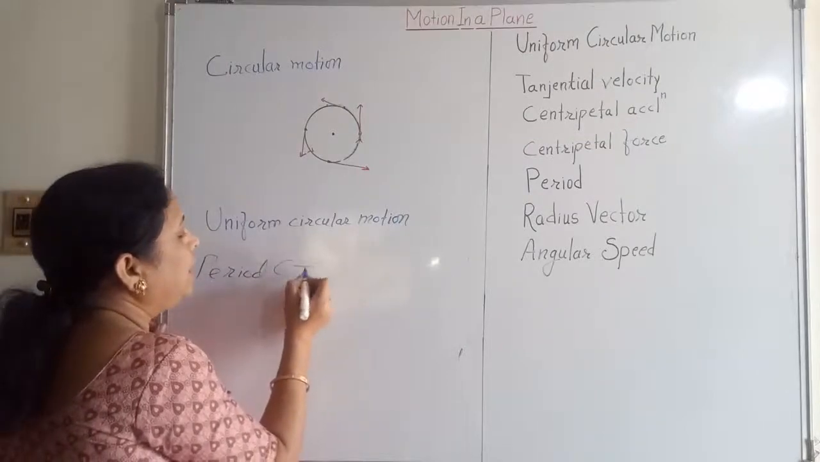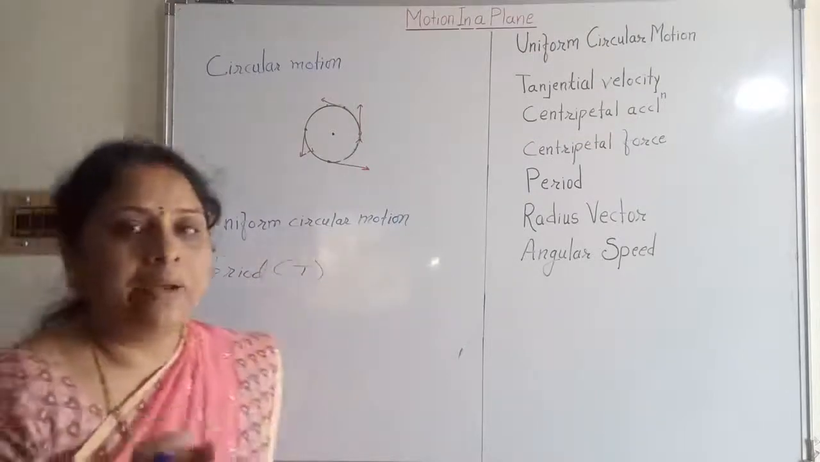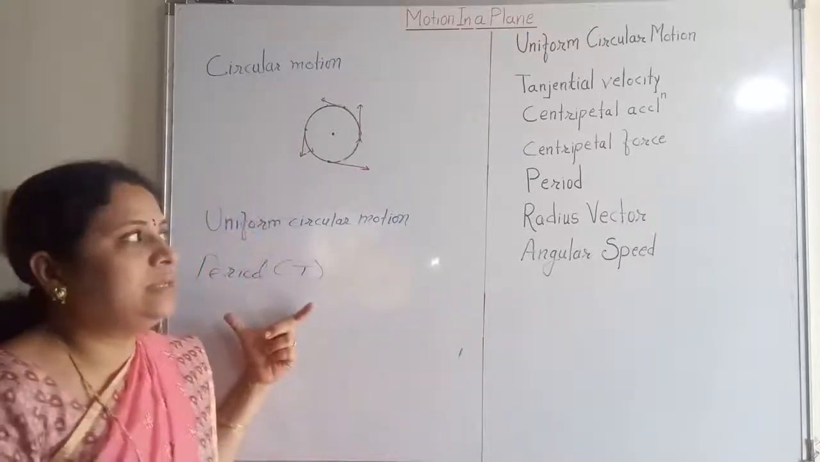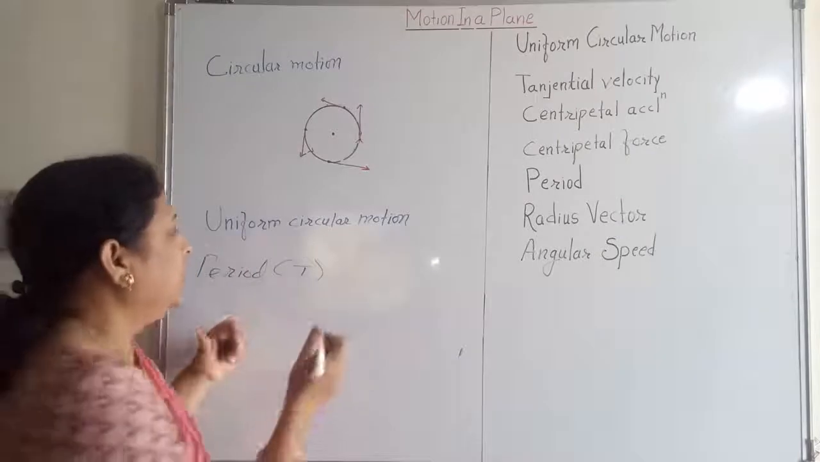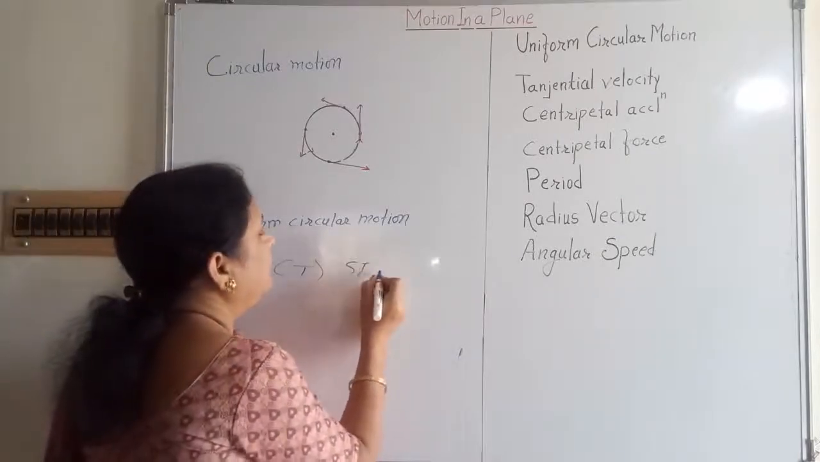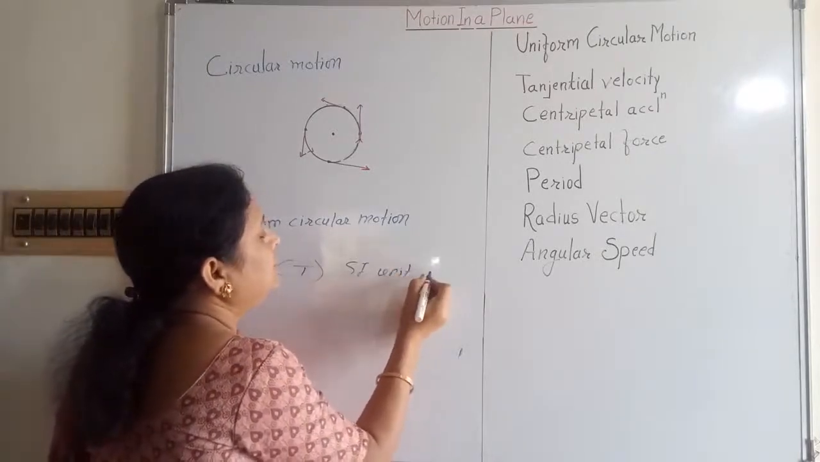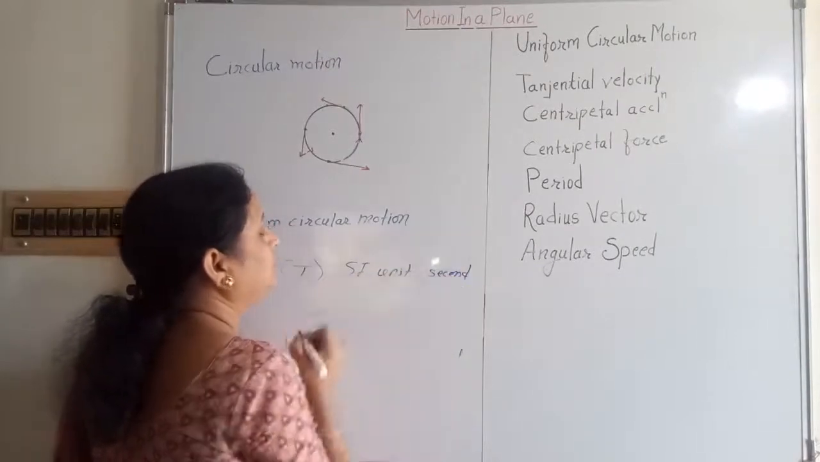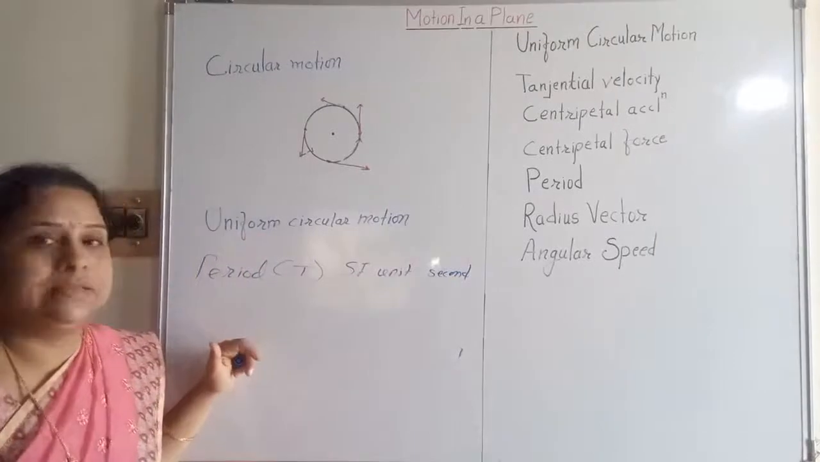It is denoted by capital T. The time taken by that object to complete one revolution is called the period of the object. The unit of period is second. Period is calculated in seconds.